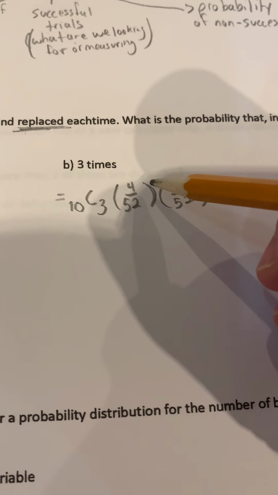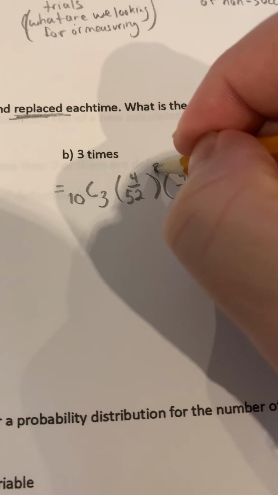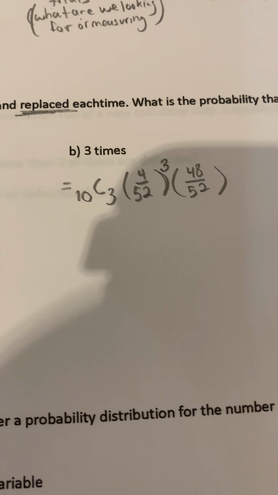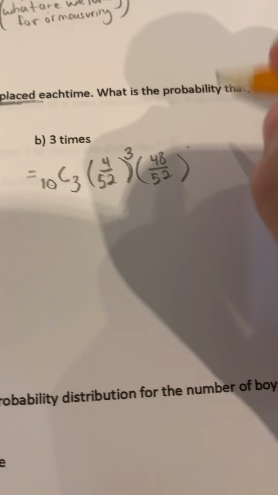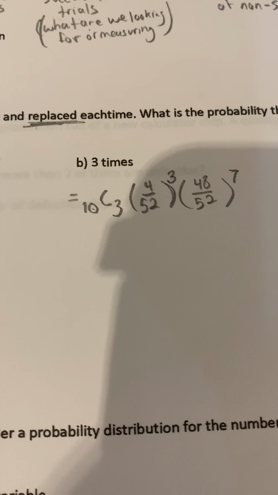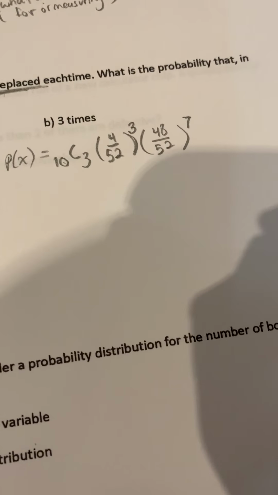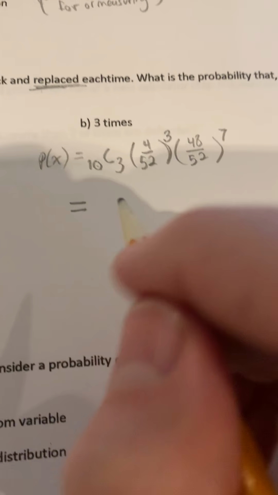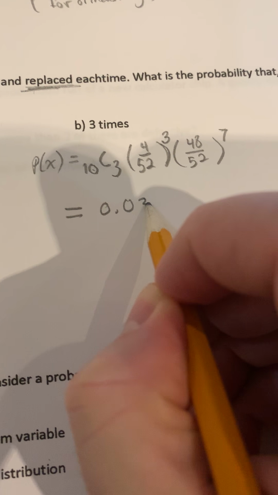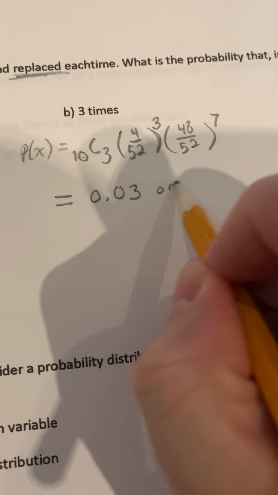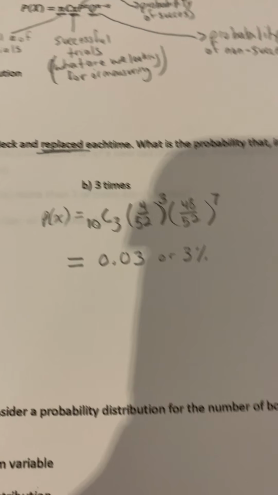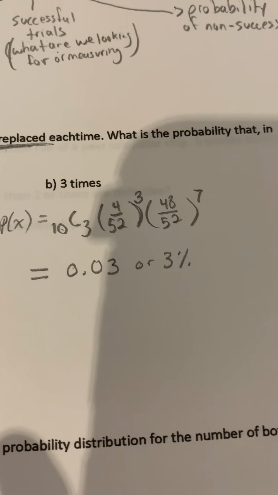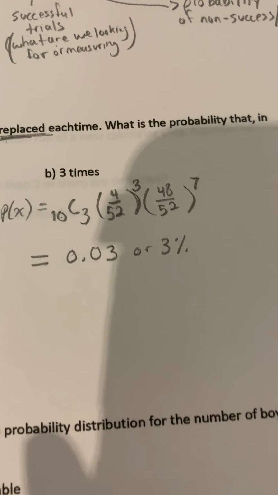Okay, going back here. So again, this is going to be x. So our x in this case is 3. And then the exponent on the next one would be 10 minus 3, which would be 7. Okay, so this is a probability. When you plug that into your calculator, you get 0.03 or 3%. So if you cut a deck 10 times, there is a 3% chance that you could have 3 aces in those trials.